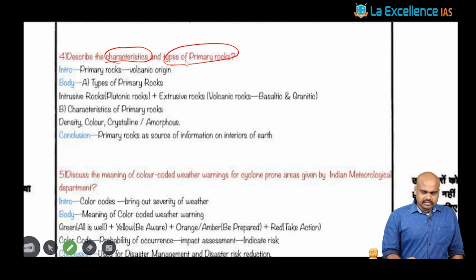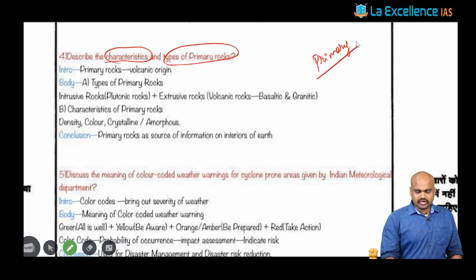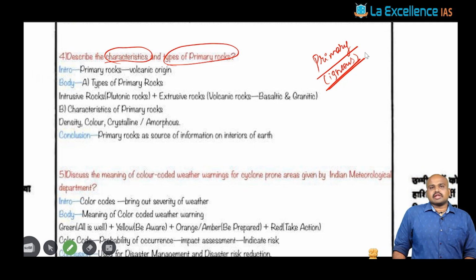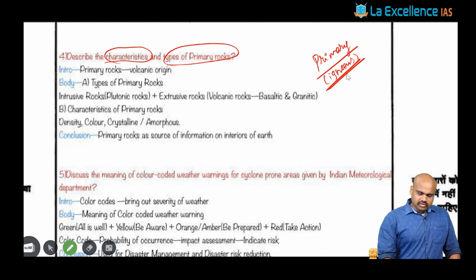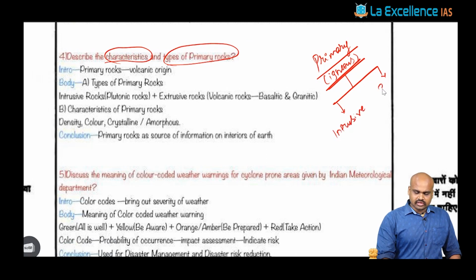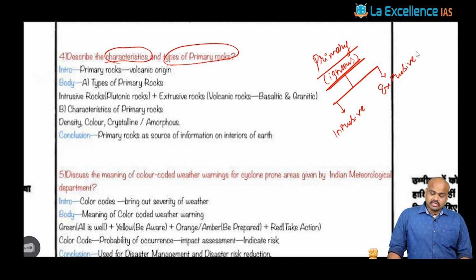When you look at the characteristics and types of primary rock system, we could have simply gone for the classification of the primary rock systems. We fundamentally know that primary rock systems are nothing but the igneous rock systems, which are of volcanic origin. That could have been a simple introduction for this question. Then moving ahead, you know that these igneous rocks can be classified into 2. That is the intrusive rock systems, and apart from that we also have the extrusive rock systems.